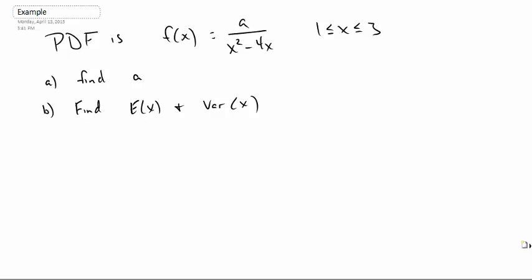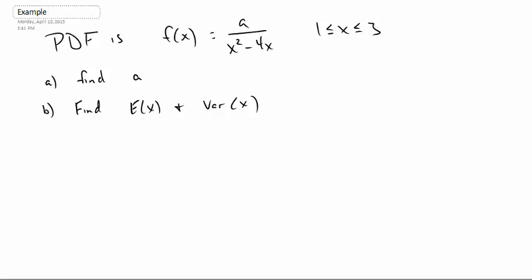Next example. Our probability density function is f of x equals a over x squared minus 4x, defined from 1 to 3. A is a constant. I want to find a, and then calculate the expected value and variance for this distribution. Okay, well, what are we going to do?